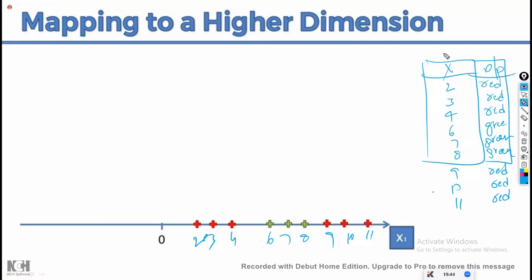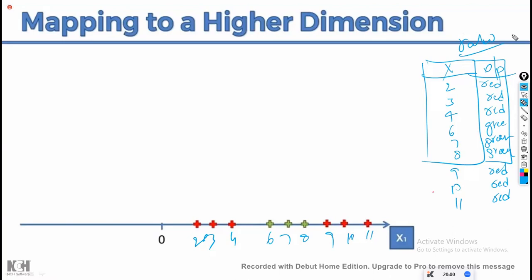This is the data set. I'm having only one input variable and one output variable. If I apply the scatter plot, this is the scatter plot, right? Is that accepted, everyone? This is the original data. Raw data is only this one. For this raw data, you want to classify.